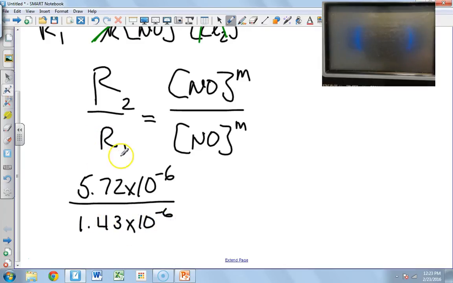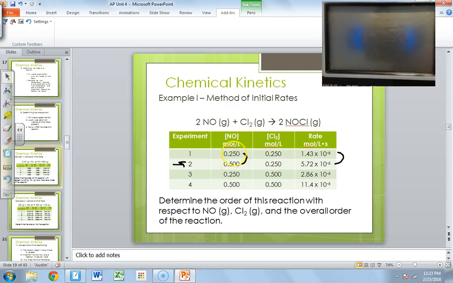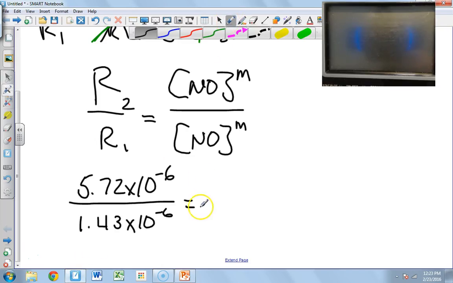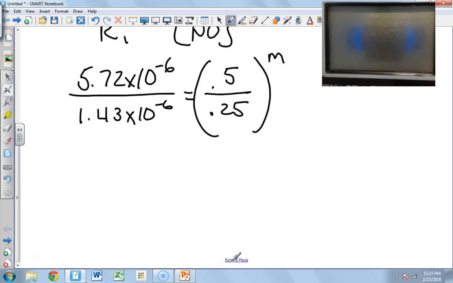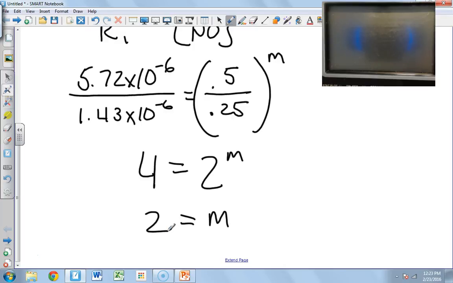That's rate from experiment 1 equals, and now we want the concentrations, 0.5 and 0.25 equals 0.5 for experiment 2 over 0.25. And mathematically, if both the numerator and the denominator are raised to the same power, we can raise the whole thing to that power. Okay? And so now we just math it. So what is this? 4 equals 2 to the M. So that means that M equals 2.